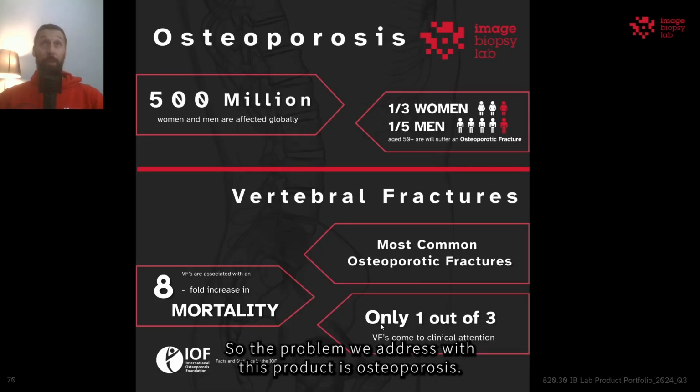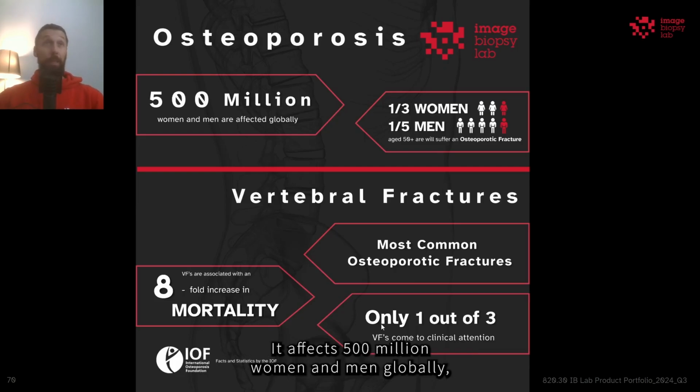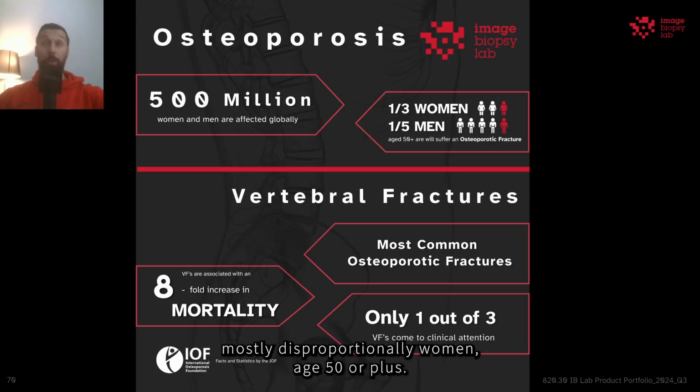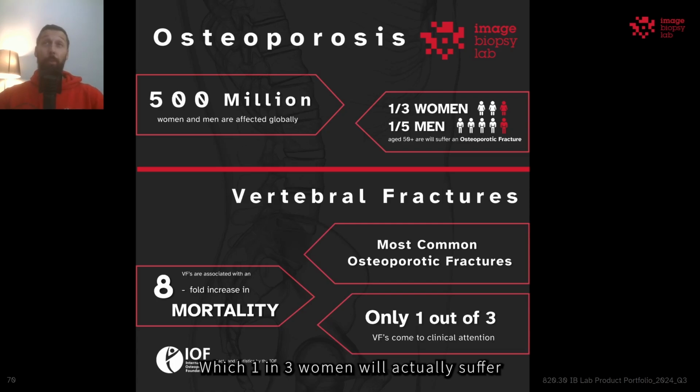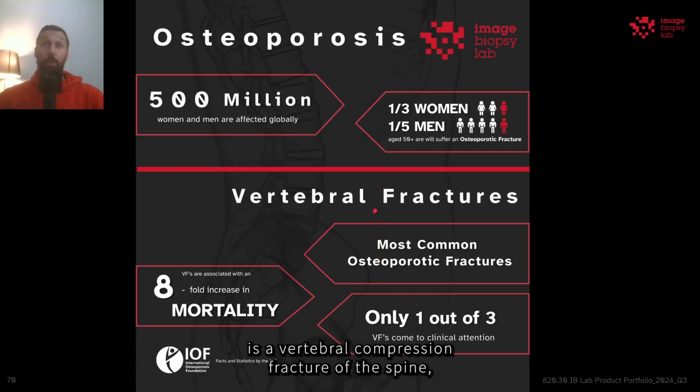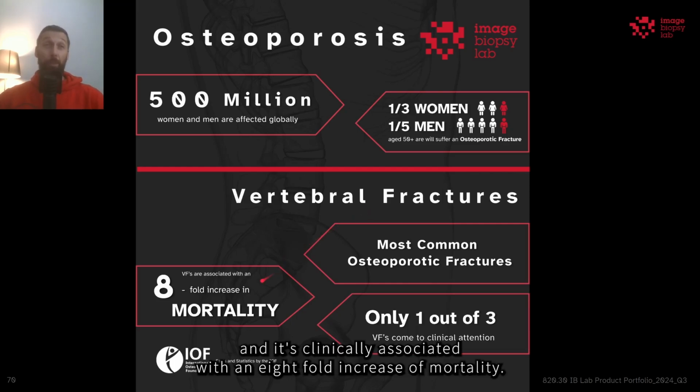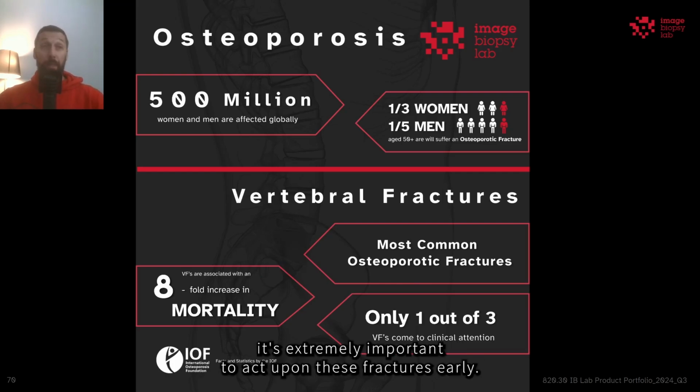So the problem we address with this product is osteoporosis. It affects 500 million women and men globally, mostly disproportionately women age 50 or plus, of which 1 in 3 women will actually suffer an osteoporotic fracture within their lifetime. And this has dramatic consequences. The most common osteoporotic fracture is a vertebral compression fracture of the spine, and it's clinically associated with an 8-fold increase of mortality. So really extremely important to act upon these fractures early.